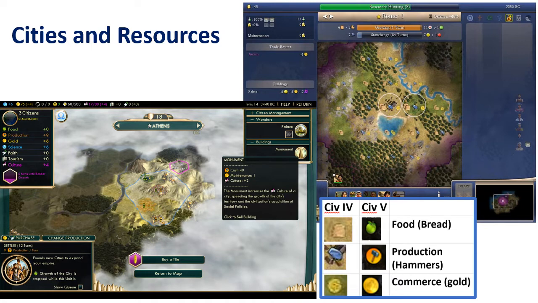Commerce, the gold coins, converts into the wealth of society, measured in gold units. This wealth can be used in trade and diplomacy, and to facilitate the buildings of some things. In Civilization 4, it's also the source of research points.